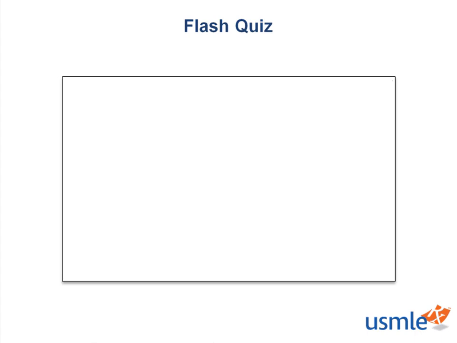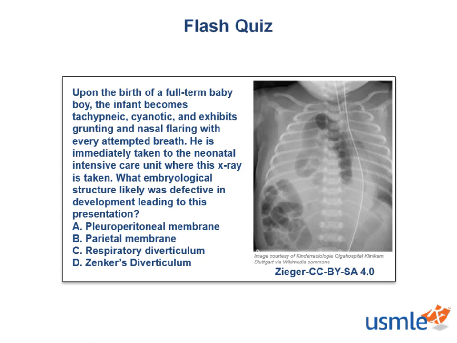Friends, it's time for a flash quiz. The question reads that upon the birth of a full-term baby boy, the infant becomes tachypneic, cyanotic, and exhibits grunting and nasal flaring with every attempted breath. He is immediately taken to the neonatal intensive care unit where this X-ray is taken. What embryological structure likely was defective in development leading to this presentation?